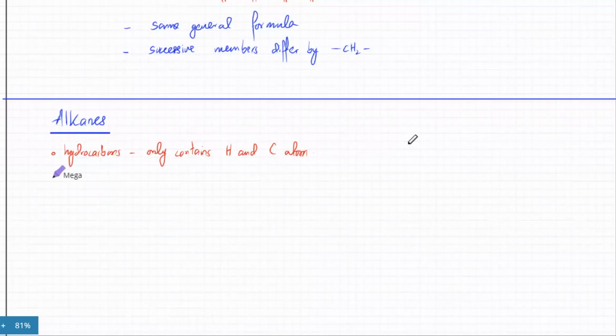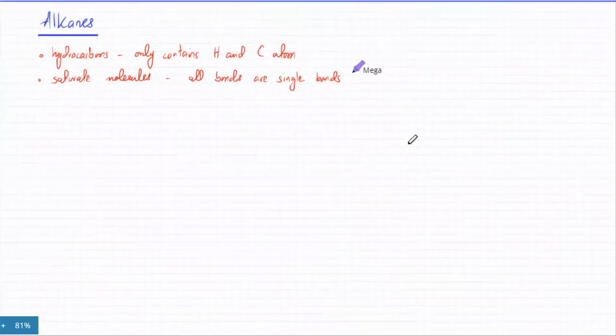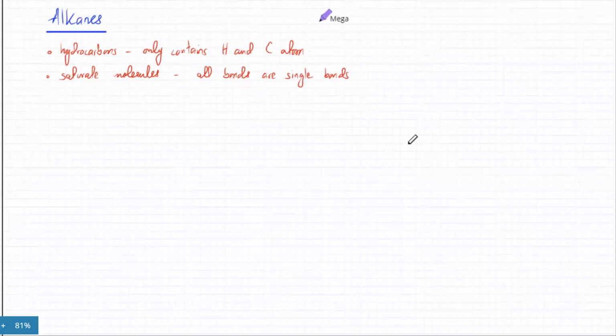The second thing is that they are saturated molecules. The word saturated means that all of the bonds are going to be single bonds. So that's what alkanes are. Any molecule that first only contains carbon and hydrogen atoms, and second only has single bonds, that's it.